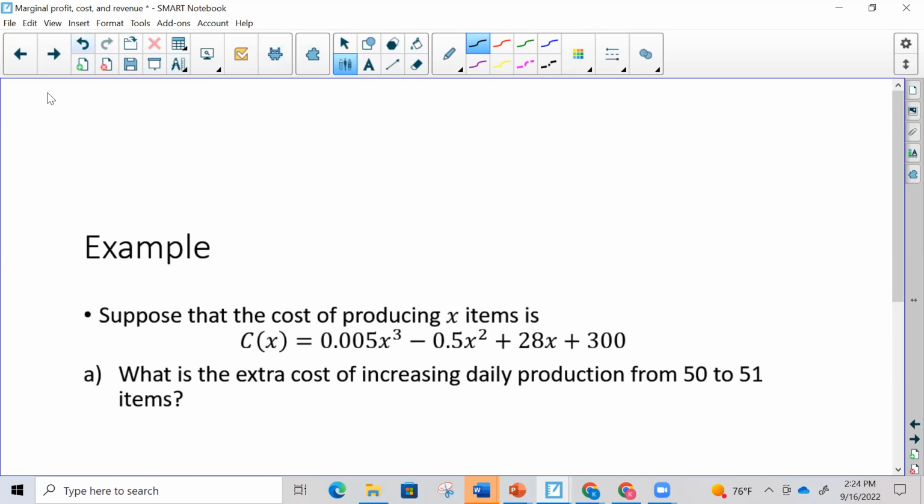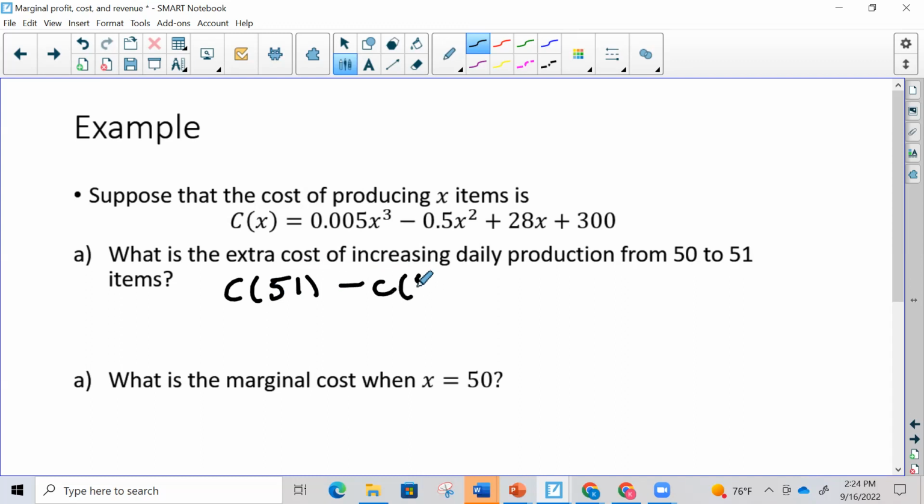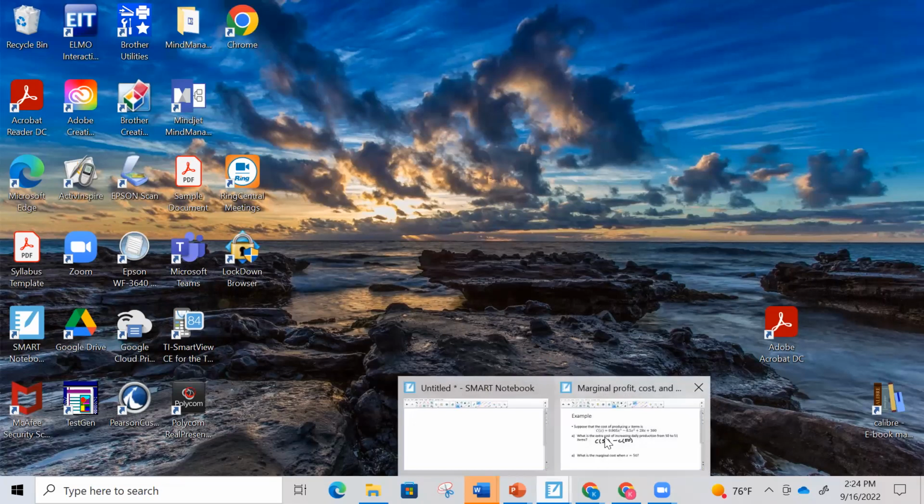So for an example, we are going to look at this cost function. It says, suppose the cost of producing X items is given by the C of X function. What is the extra cost of increasing daily production from 50 to 51 items? Okay, so again, we are going to find C of 51 minus C of 50. That's the additional cost. A lot of times it's easier to just use your calculator. So let's type that function in our calculator to save us some time.